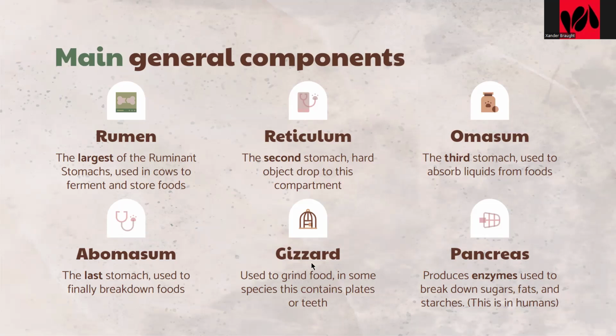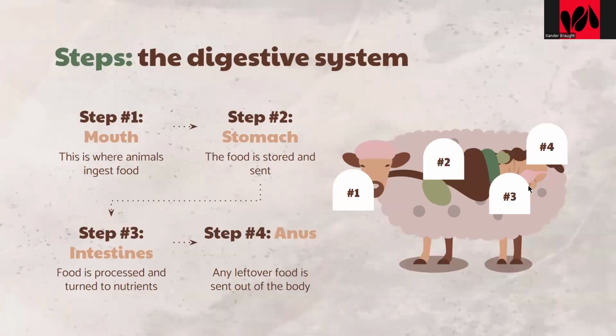This is the gizzard, also another thing that is not in humans. Used to grind food, and in some species contain plates or teeth. I believe insects have gizzards that have teeth on them or plates in them. And pancreas, this is actually in humans, produces enzymes used to break down sugars, fats, and starches. So these are your general components of the digestive system, of how you turn food into energy and nutrients. Here's the steps that an animal would usually take.